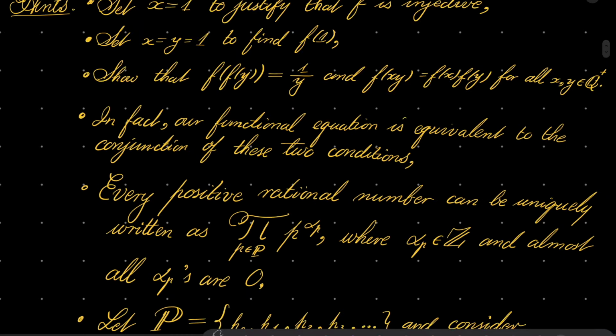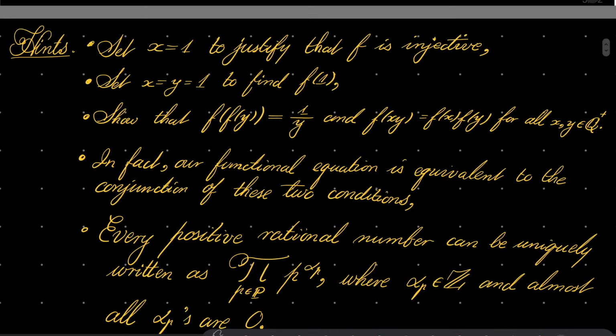First, set x to be 1 to justify that our function is injective. Then set x and y to be 1 to find f of 1, which should allow you to see that f of y equals 1 over y, and our function is completely multiplicative. So f of xy equals f of x times f of y for all positive rational numbers x and y.